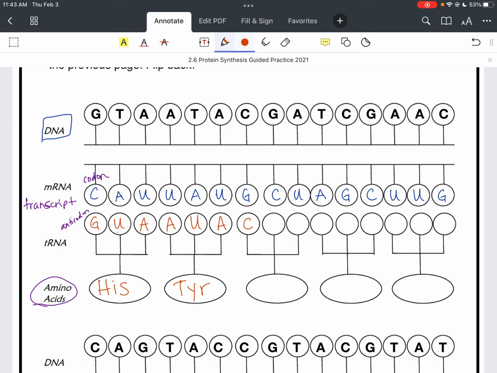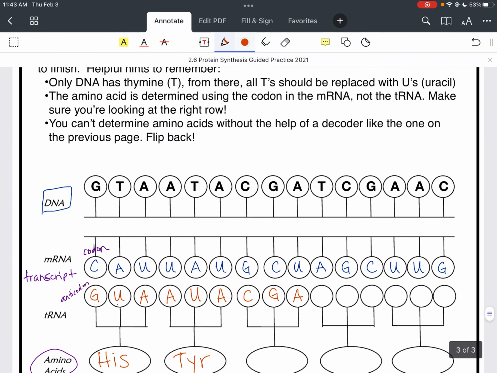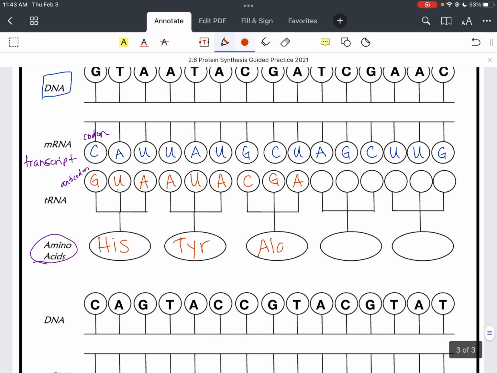So this is C, G, A. I'm going to use GCU to find my alanine. Okay, so I'm just going by sets of 3, using my mRNA codon to determine my amino acid. So we really don't use the tRNA at all. It's only there so that it can bind to the mRNA to bring those amino acids.